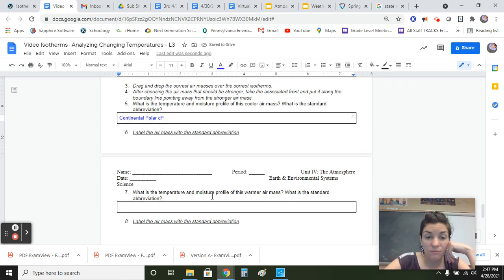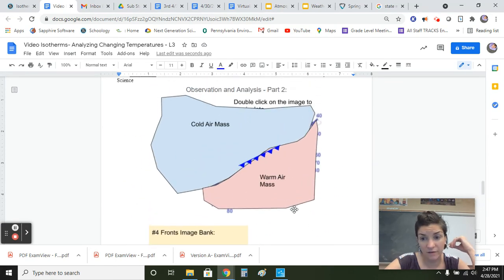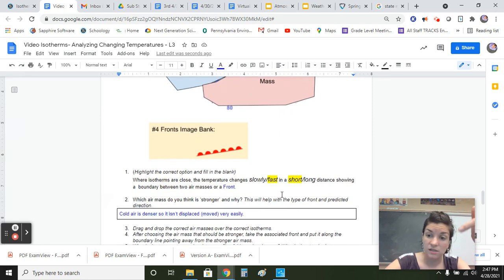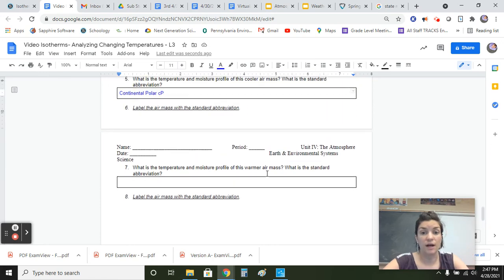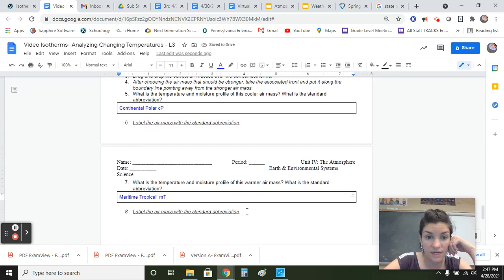What is the temperature and moisture profile of the warm air mass? Okay. So the warm air mass is coming off of the Florida area, which is the Gulf. So that's water, so that's going to be maritime. And then if it's warm, it's going to be coming from the tropics. So maritime tropical is going to be the abbreviation we use, or MT. Label the air masses with the standard abbreviation.